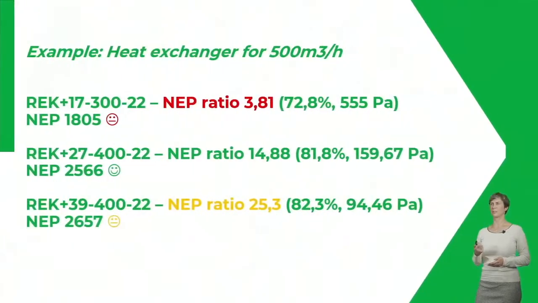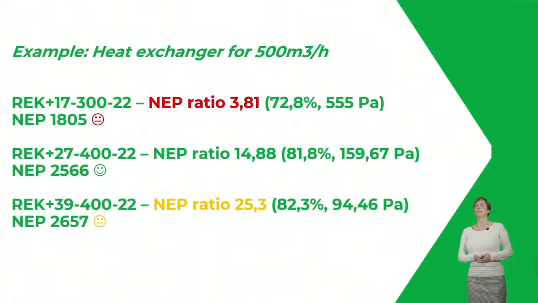So I prepared another example here. Let's say that we are looking for a heat exchanger for 500 cubic meters, and we are considering 3 options: REC plus 17,300, REC plus 27,400, and REC plus 39,400.